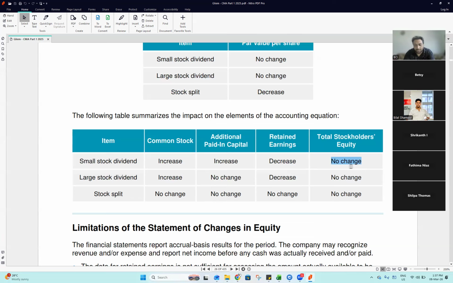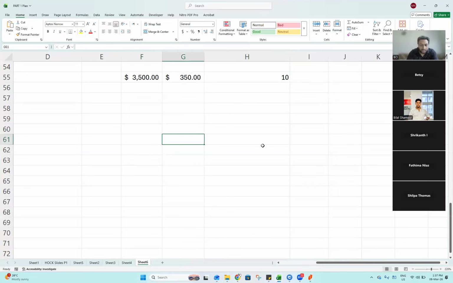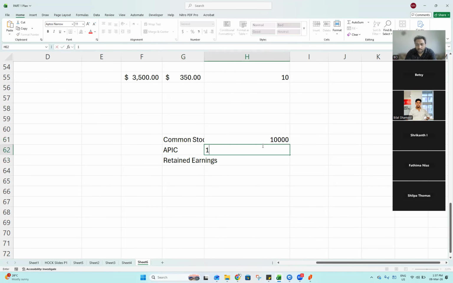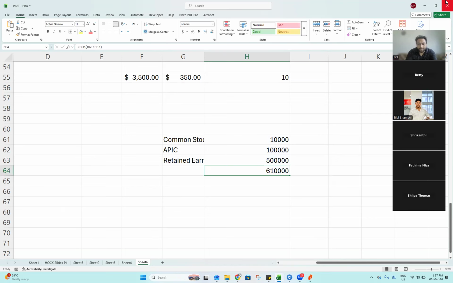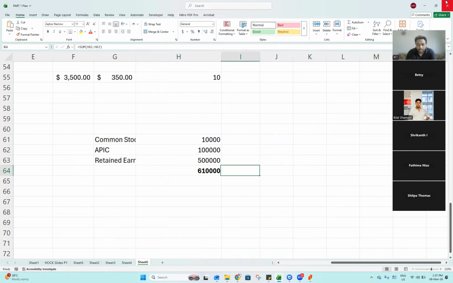See, what is the formula for equity? There is common stock, then additional paid in capital, then we have retained earnings. Like for example, we had 10,000 in common stock and 100,000 in additional paid in capital, and retained earnings was 500,000. So what is your total equity here? 610. Clear?